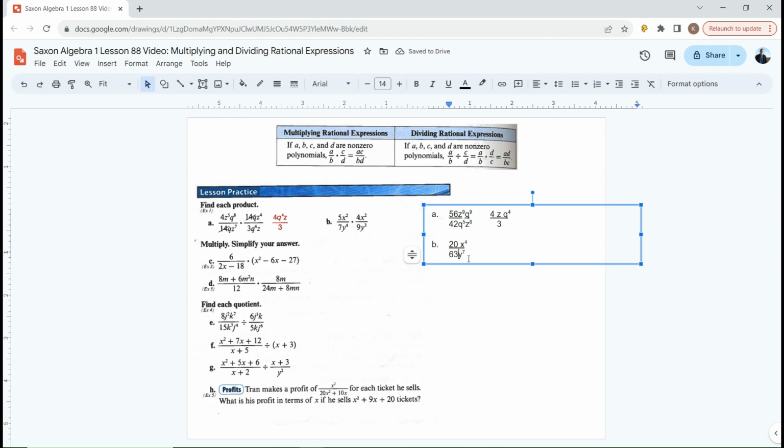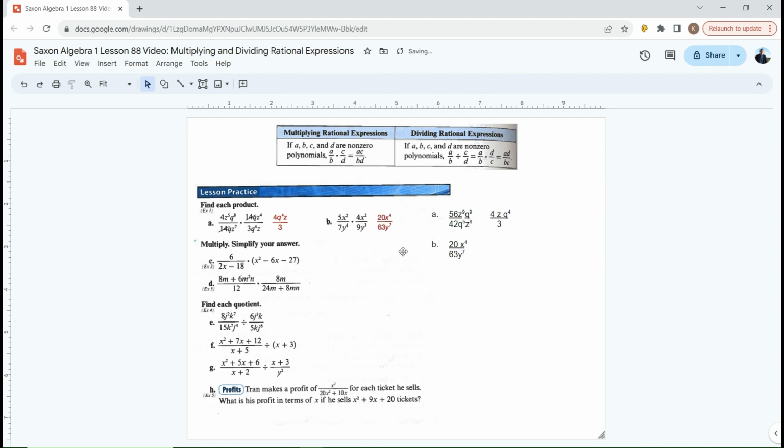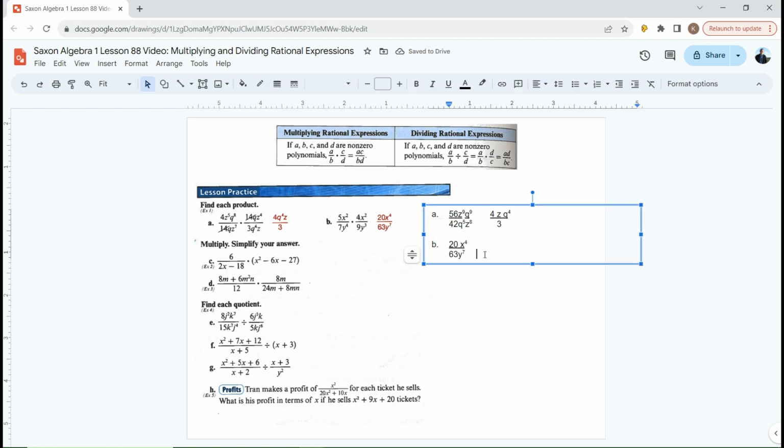Now, just as important as knowing what you can cancel is knowing what you can't cancel. I have no factors in common between 20, which breaks down to 2 times 2 times 5, and 63, which is going to break down to 3 times 3 times 7. There's no factors in common between those two, so I can't cancel out any common factors there. And x has a different base. X to the fourth has a different base than y to the seventh, so there's nothing I can cancel there. This is just going to become 20x to the fourth over 63y to the seventh. Sometimes Saxon is going to check to make sure you won't simplify things that you can't.